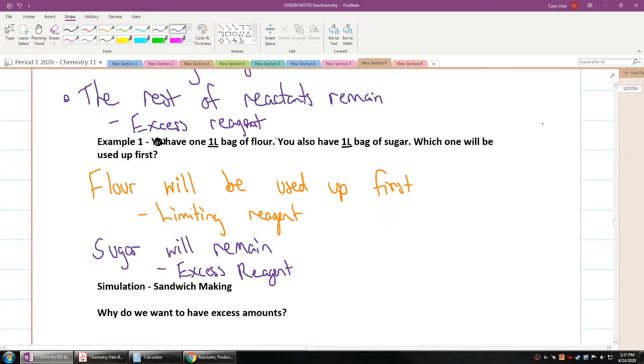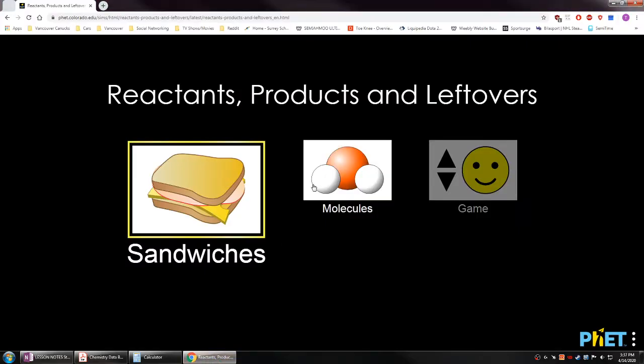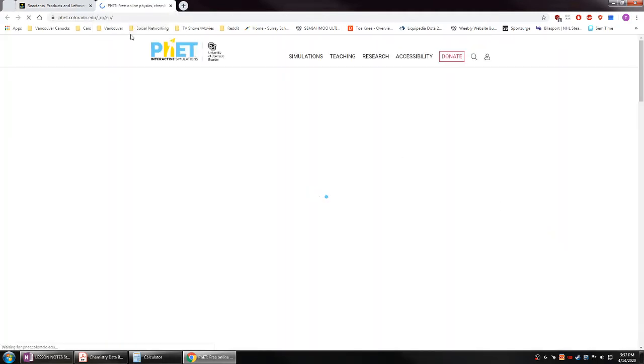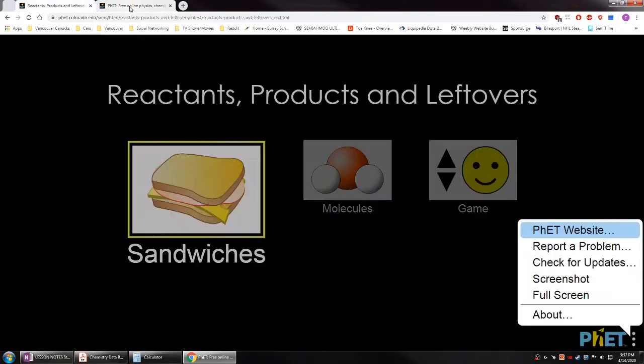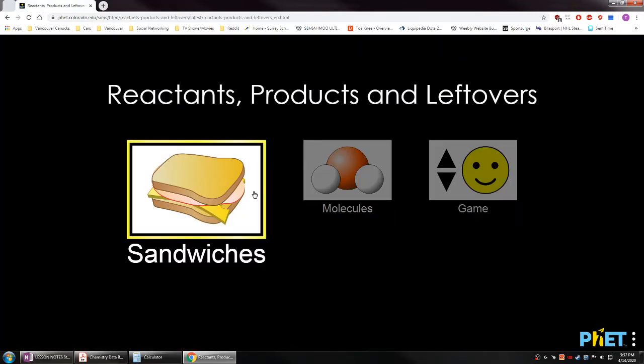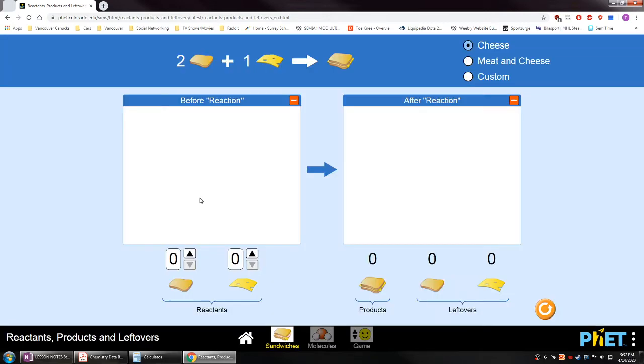I can show you this with a simulation from PhET. PhET is a great tool if you've never used it before. It is an amazing website built by the University of Colorado Boulder that allows you to run simulations of various things. This one shows you limiting and excess with different versions. So let's start off with a sandwich. Let's say you're trying to make a grilled cheese sandwich. You need 2 pieces of bread and 1 piece of cheese.